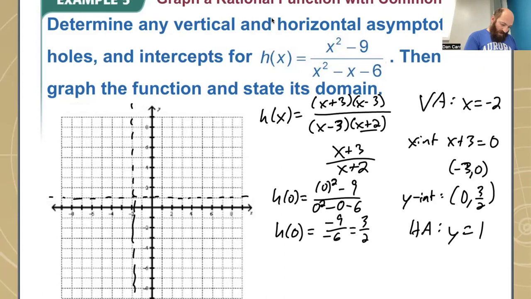My x-intercept is at (-3, 0). It's crossing here. My y-intercept is at (0, 1.5). So the biggest thing here is how do I represent that hole in the graph?